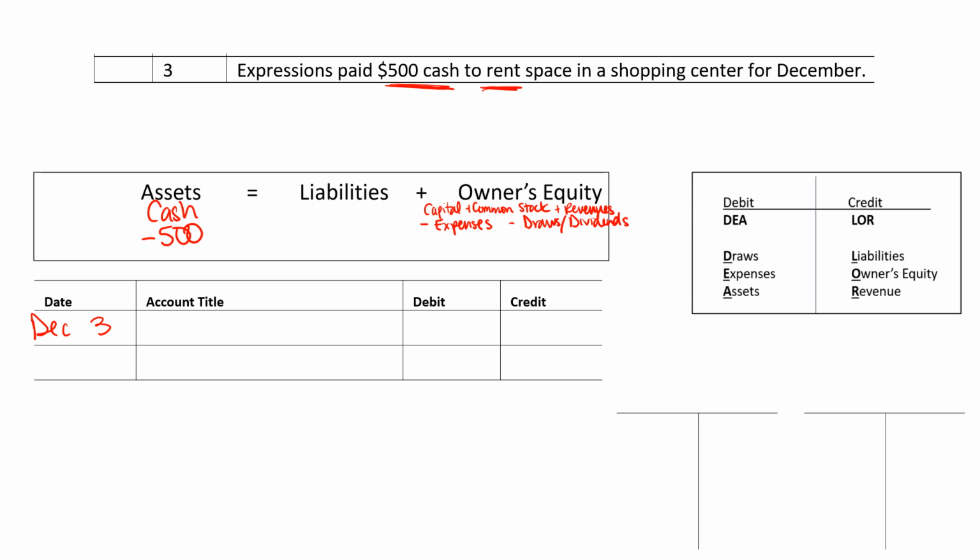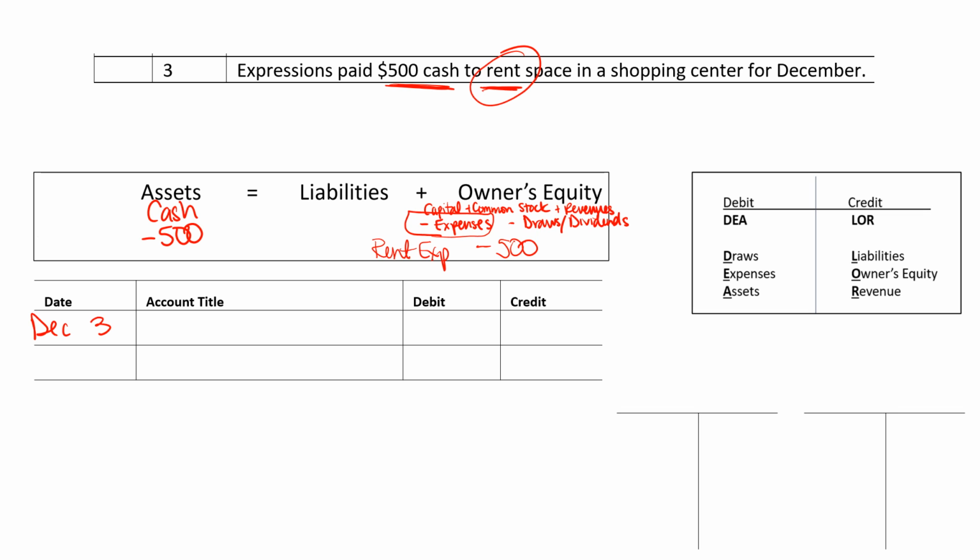So essentially, anytime the owner puts money into or takes money out of the business, that affects owner's equity. Anytime revenues are recorded or expenses are recorded, that affects owner's equity. In this case, we're looking at rent expense. An expense decreases owner's equity. So owner's equity is being decreased by $500, and that's for rent expense.